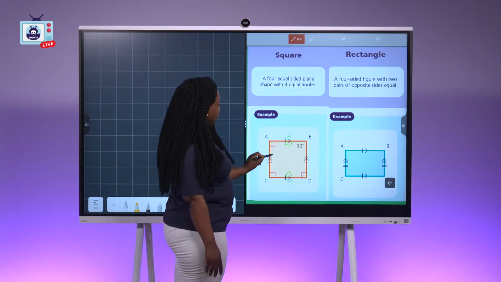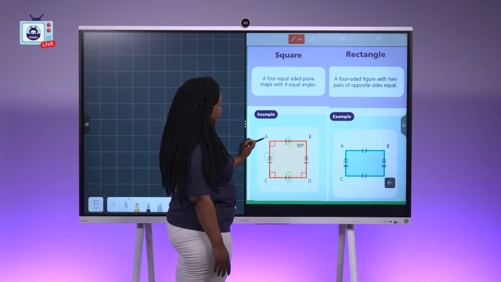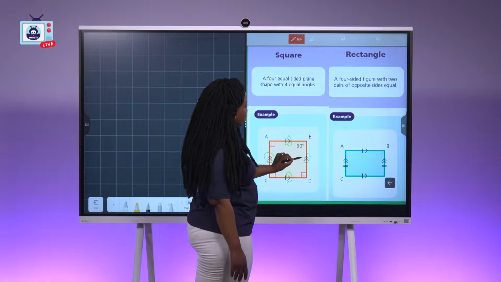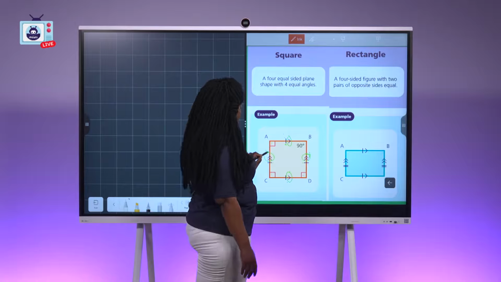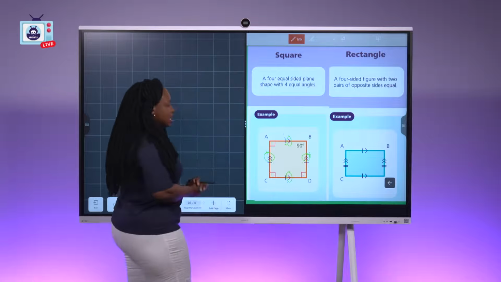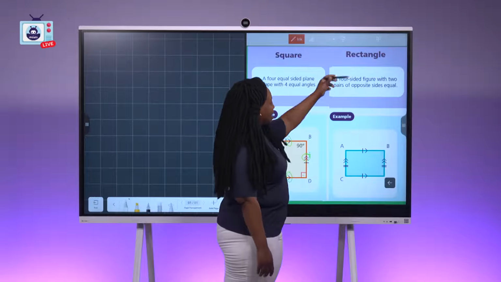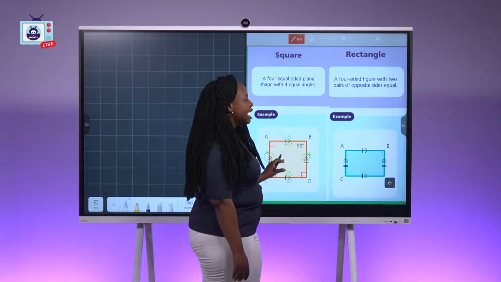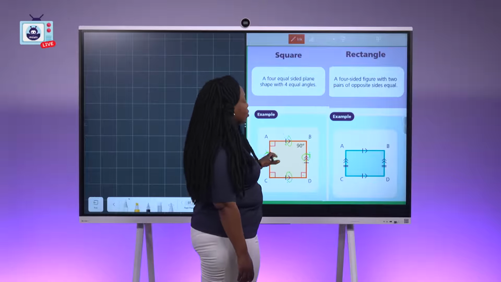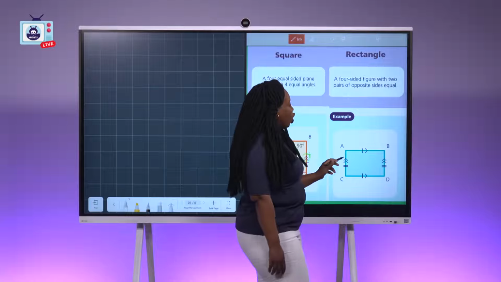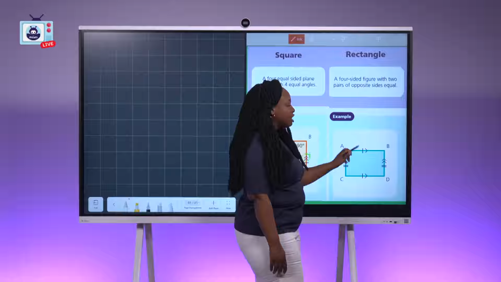And also I have a different one that shows that AC is parallel to BC. So you need to be able to look at that, because that's the difference that we have in this case. Okay, then we have rectangle as well. Rectangle has similar characteristics to the square. The only difference is that not all sides are equal. Only a pair of sides will be equal.